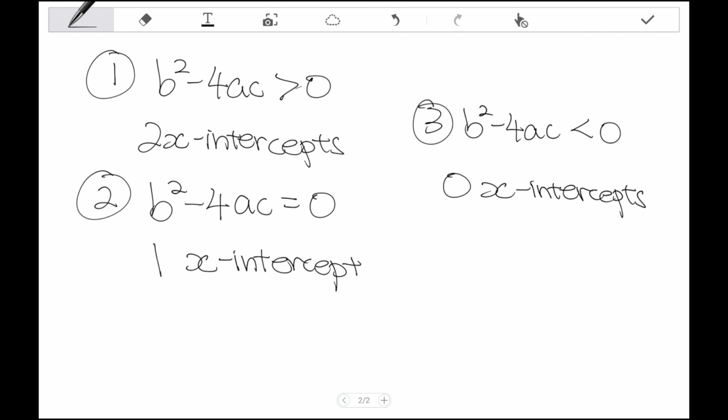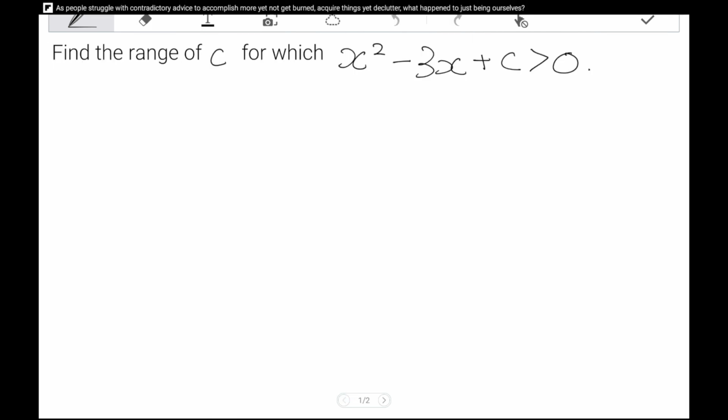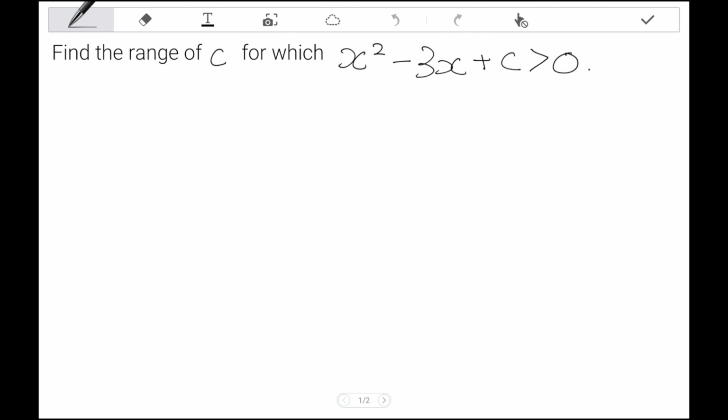So, coming back to the question again. The question right now for us is just to understand whether, in this case, x squared minus 3x plus c is greater than 0. Are there 1 x-intercept, 2 x-intercepts, or 0 x-intercepts? Now, in order to do this, the best way is to just sketch out a graph of y equal to x squared minus 3x plus c.